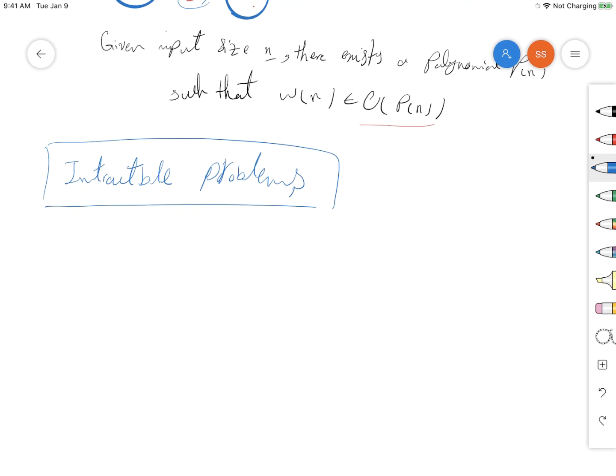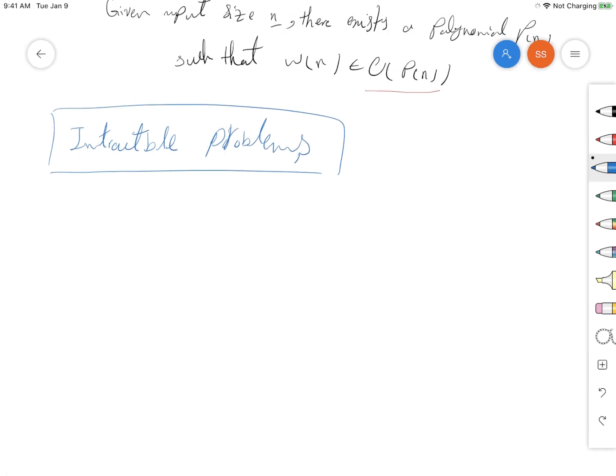So based on this definition of intractable, we are going to categorize the problems in computer science. We have three categories. First of all, we have the problems for which a polynomial time algorithm has been found.